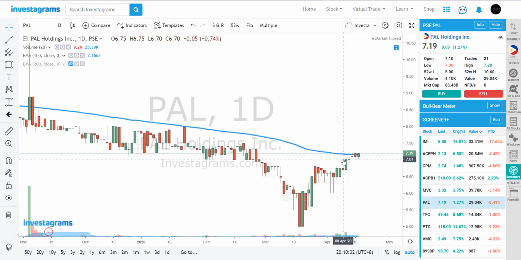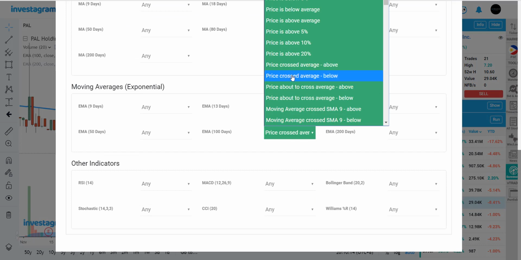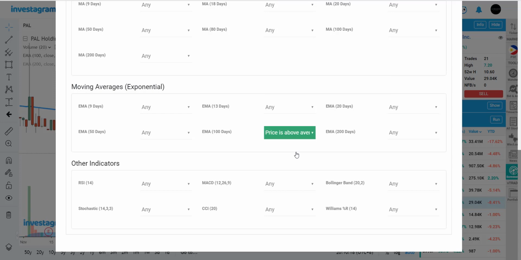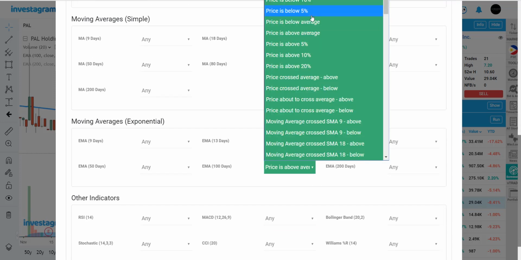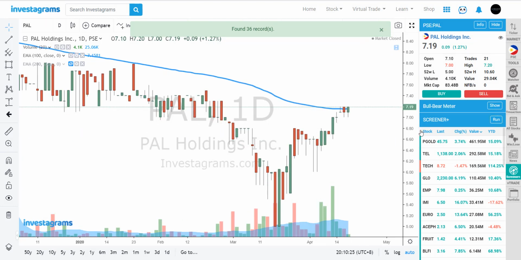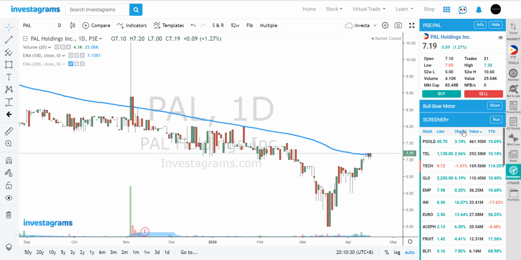But what if we want to filter which stocks are just hovering above the 100-day EMA? We can also use that as a trend filter. So for example, you just change the parameters. Price is above the average. There. So let's have a run at it, and then you're going to see here that, oh, we have more stocks hovering above the 100-day EMA, so 36. So we can sort it by value or year to date.